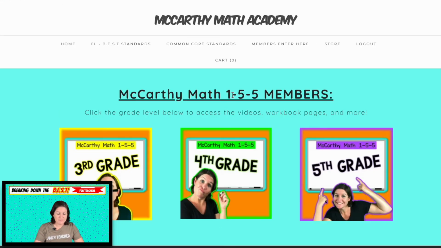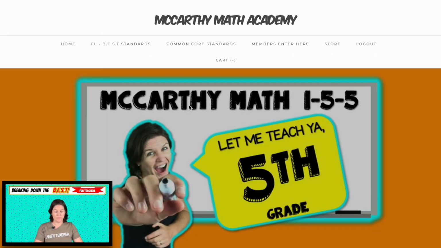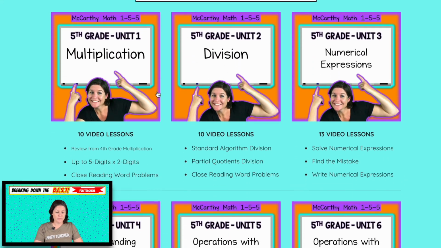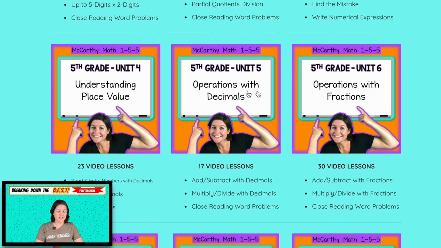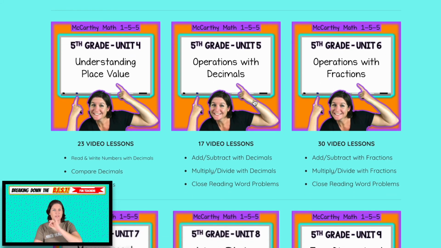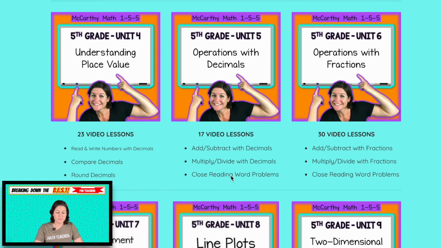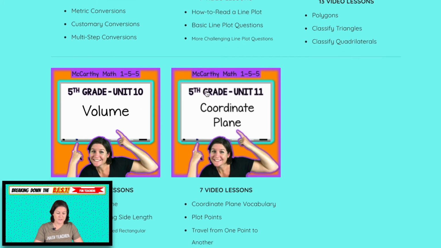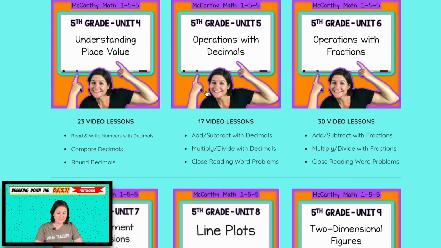The 155 stands for 155 grade level video lessons. So you go to 5th grade, you'll see the units that we used to have for Common Core: multiplication, division, numerical expression, and look, operations with decimals. So while money was not really pinpointed in the Common Core standards, if you have students who are struggling with adding and subtracting, multiplying and dividing decimals, this is the place to go, okay? Here's the other units there. You can see that you have 17 video lessons with adding and subtracting with decimals.